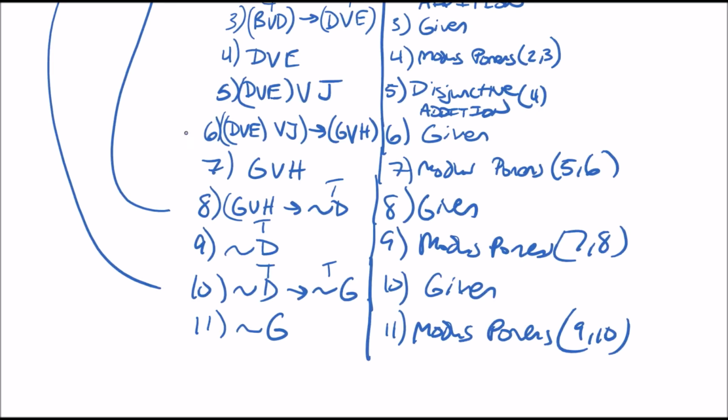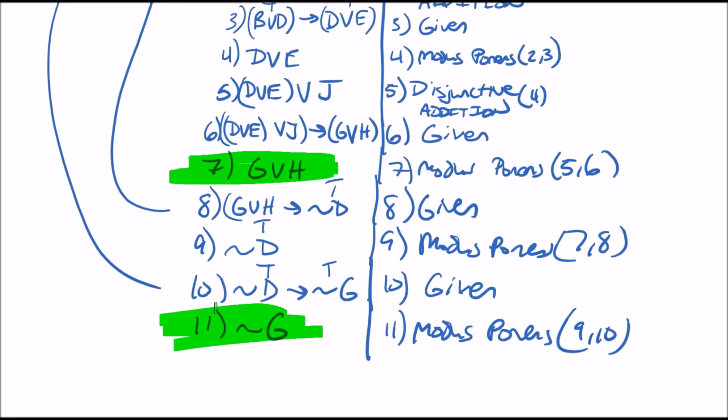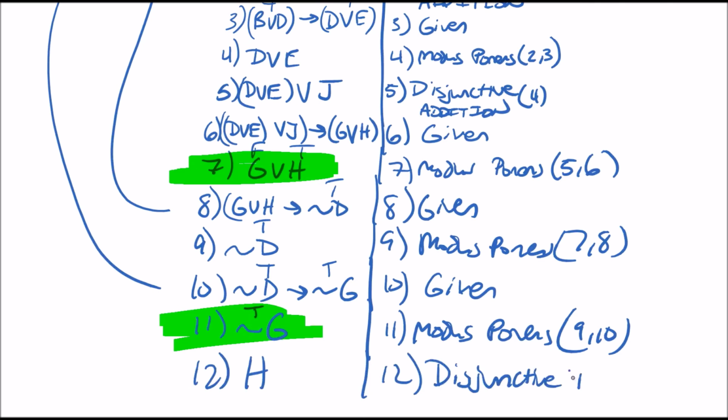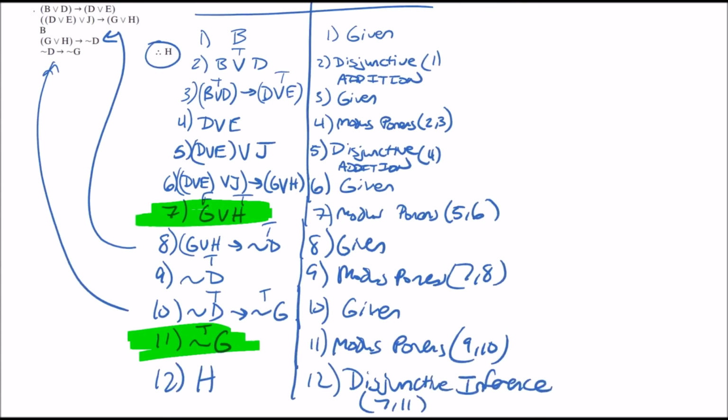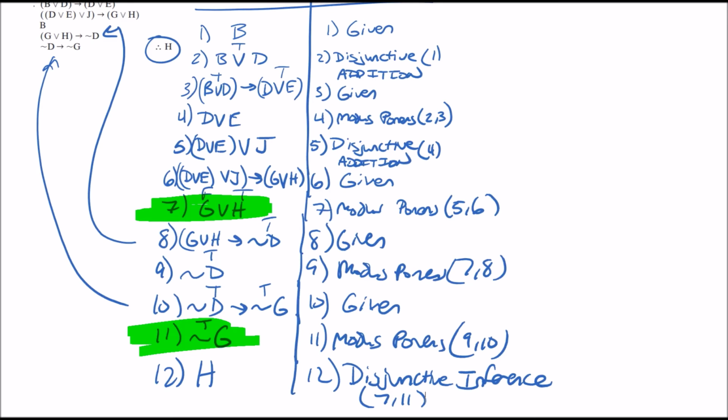And now if you take a look at line 7 here and line 11, if not G is true, then G has to be false. But we know G or H is already a true statement. So that means that H must be true in that case. So we can conclude H here. And that is just a disjunctive inference. And that was from lines 7 and 11. And that was what we were trying to conclude. So we have finished our proof here.